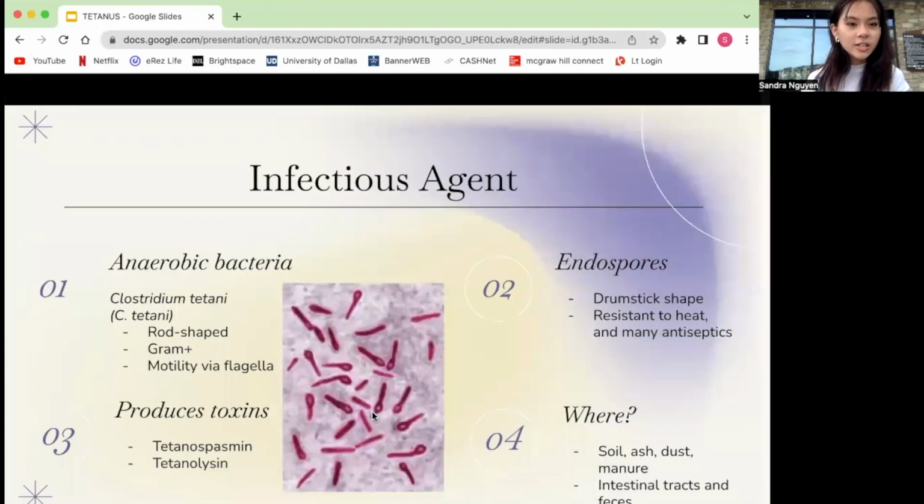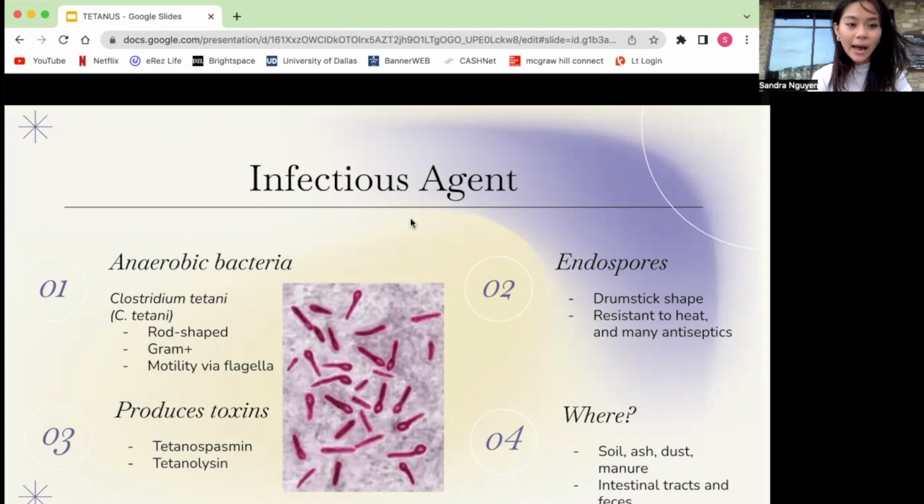So the infectious agent for tetanus is a bacterium named Clostridium tetani. The bacteria itself is rod-shaped, gram-positive, and motile with its various flagella that surround the body. The bacterium is also spore-forming and will resemble a drumstick shape. And these spores are extremely resistant to heat and other antiseptics and can survive for years.